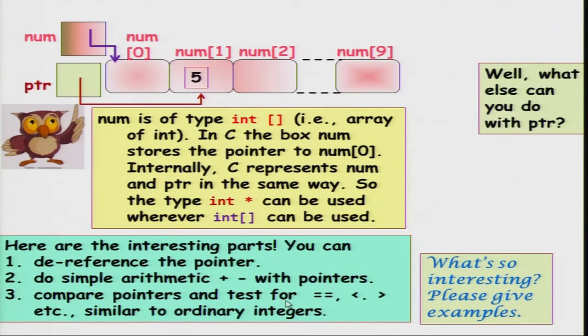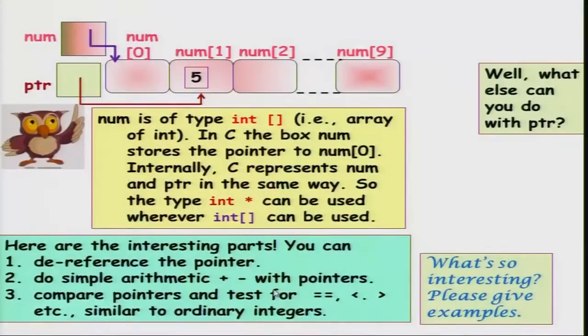Similarly, if you have two pointers, you can test for equality, you can test for less than, you can test for greater than and so on, as though you were comparing ordinary integers. So, 2 and 3 are what we have seen before, except that in 2 you can't do multiply and divide and modulo. All these things are not done with pointers, but addition and subtraction can be done.